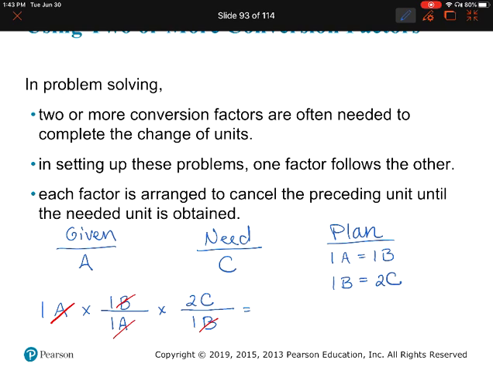All right, so if we multiply everything together, we have 1 times 1 times 2 in the numerator, and 1 times 1 in the denominator. And then our final unit is C. So overall, that gives us 2C.